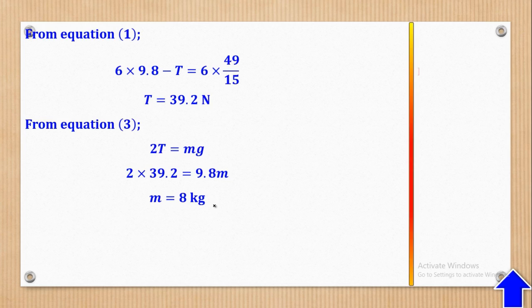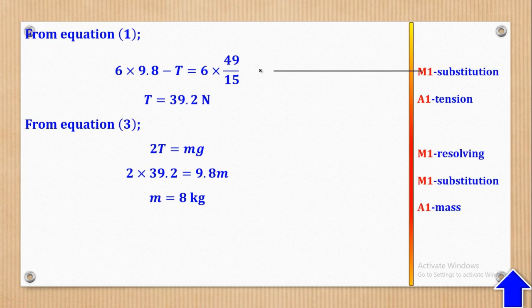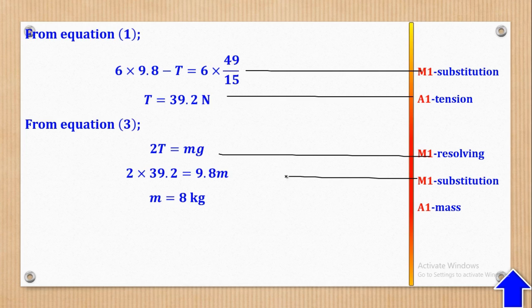Now let's see how marks can be awarded. M1 for substituting, A1 for tension, M1 for resolving, M1 for substituting, and A1 for tension.